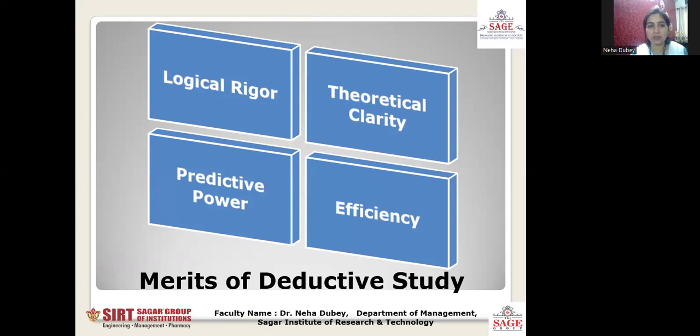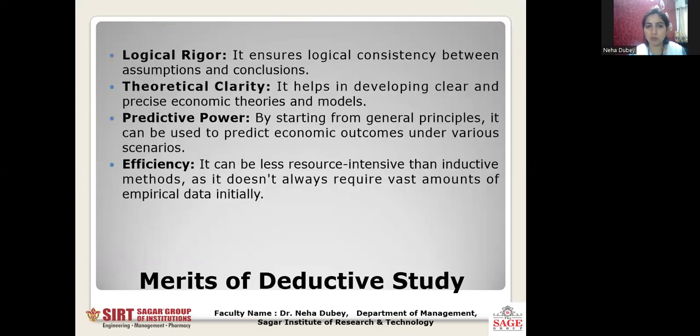Now, what are the merits of deductive study? There are some merits noted down here: logical rigor, theoretical clarity, predictive power, and efficiency. Now we will discuss them one by one. Logical rigor means it ensures logical consistency between the assumptions and the conclusion. Because if there is no relationship or no proper set of rules for deciding the assumption, we are not able to conclude it or verify our hypothesis.